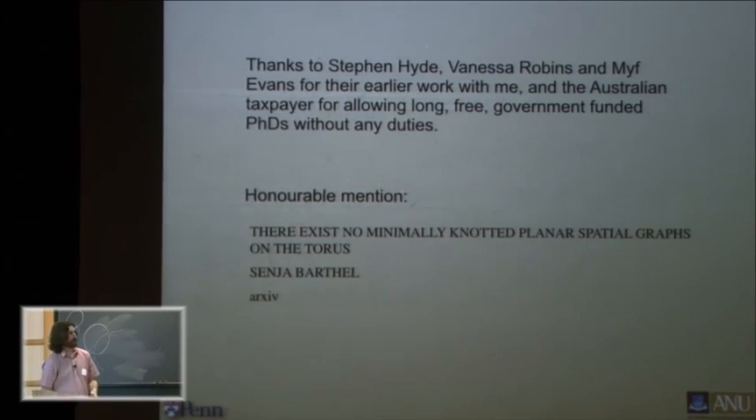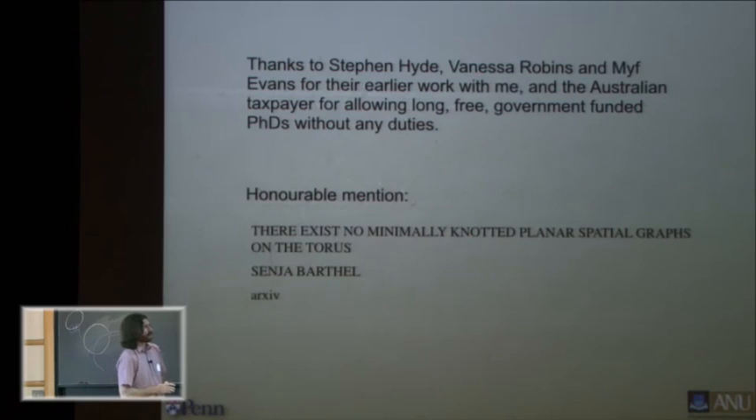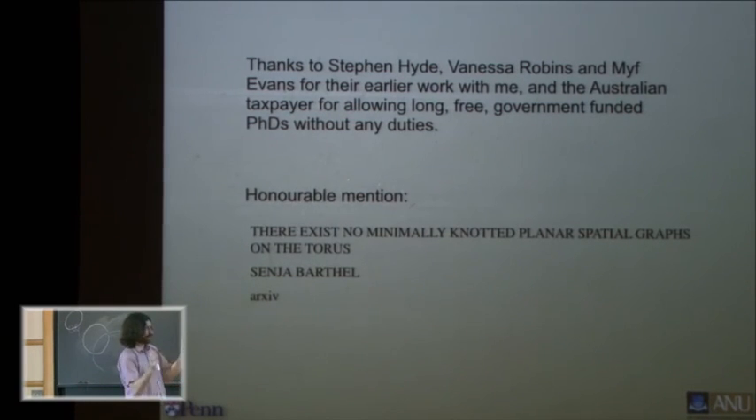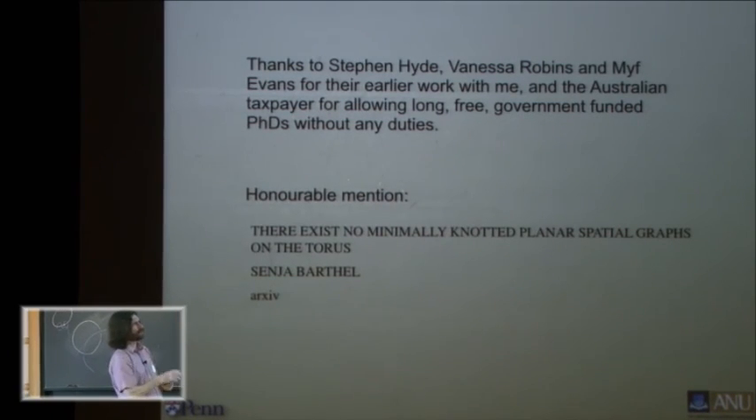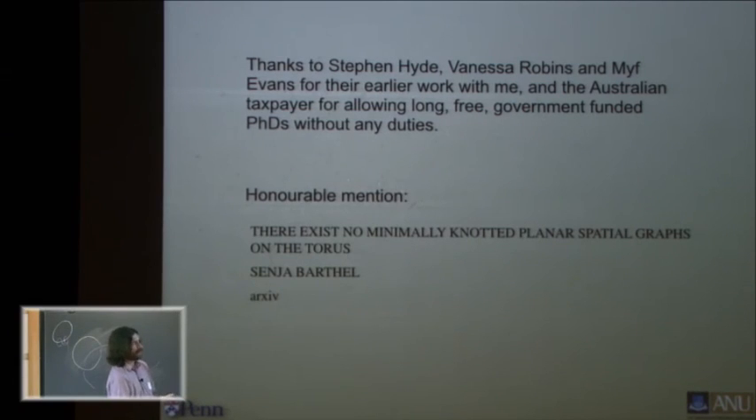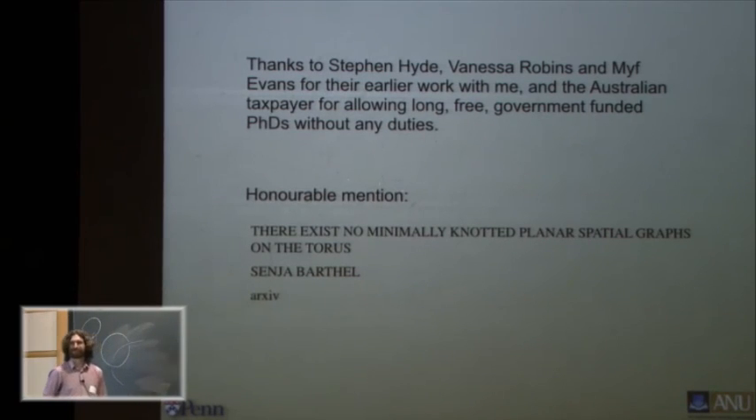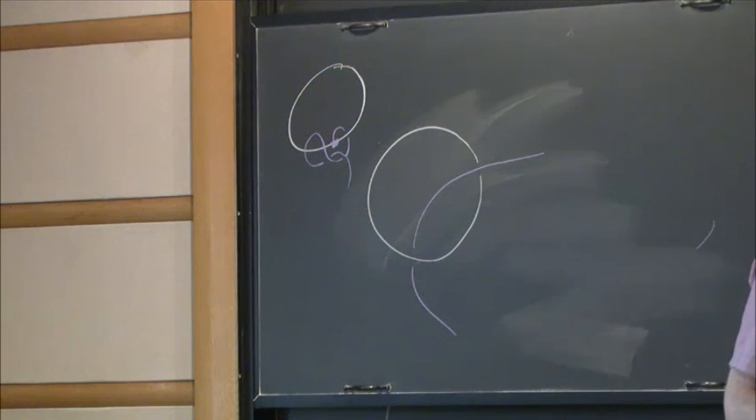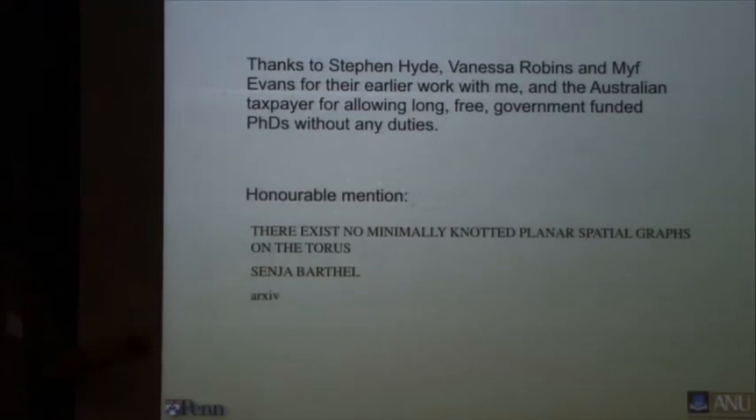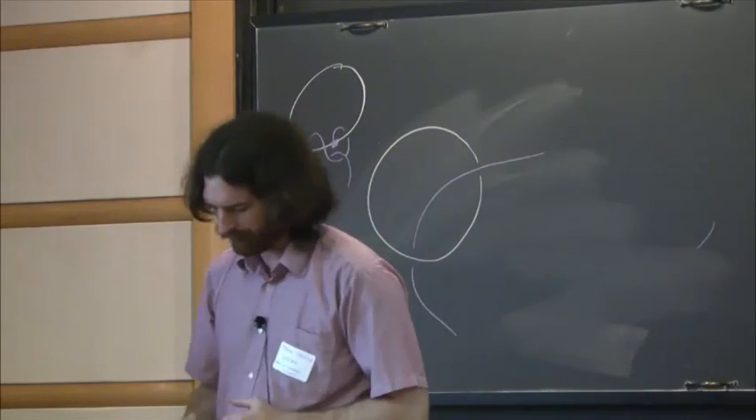These are the people I was working with, and a lot of all the second half was my work. The tangled polyhedra stuff was with Stephen and Vanessa, and the ravels was with Stephen and Miff, the vertex ravel stuff. I'm to blame for everything else. And yes, thanks to Senya Bartel. She was the one who proved last year that these kind of objects can't exist on the torus, and finally put my mind to rest. Thank you.